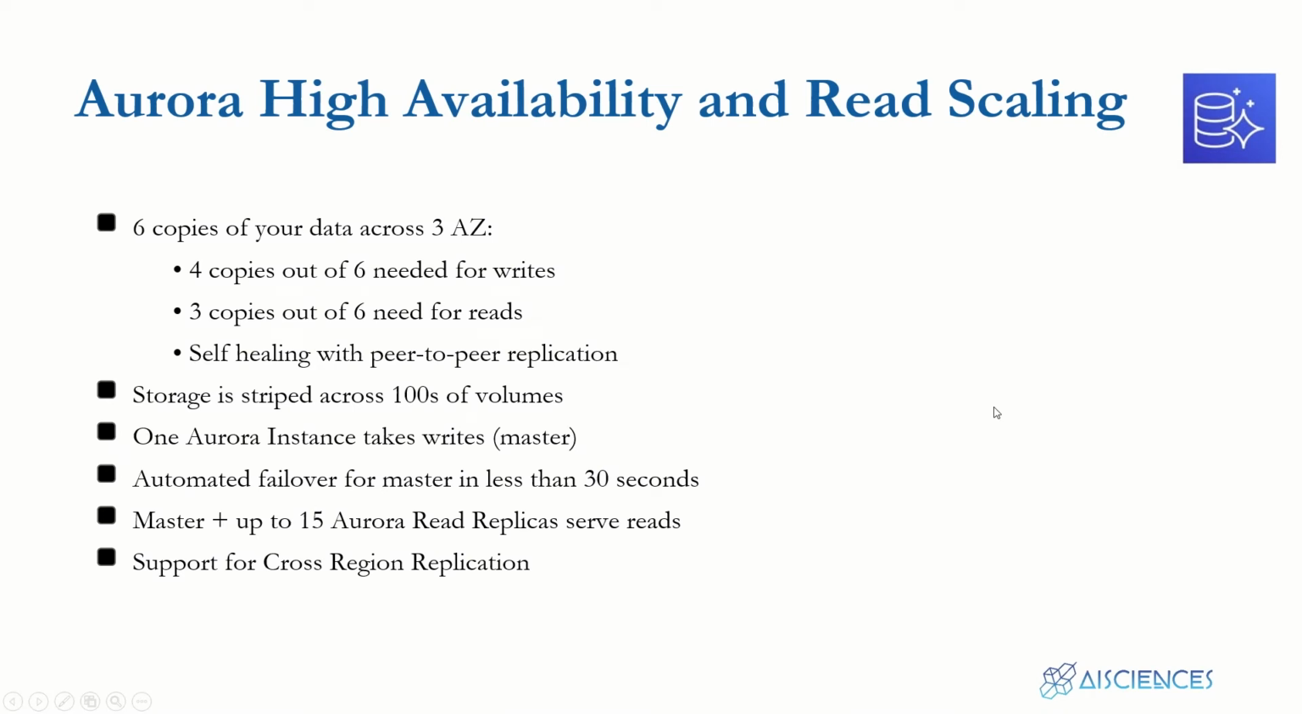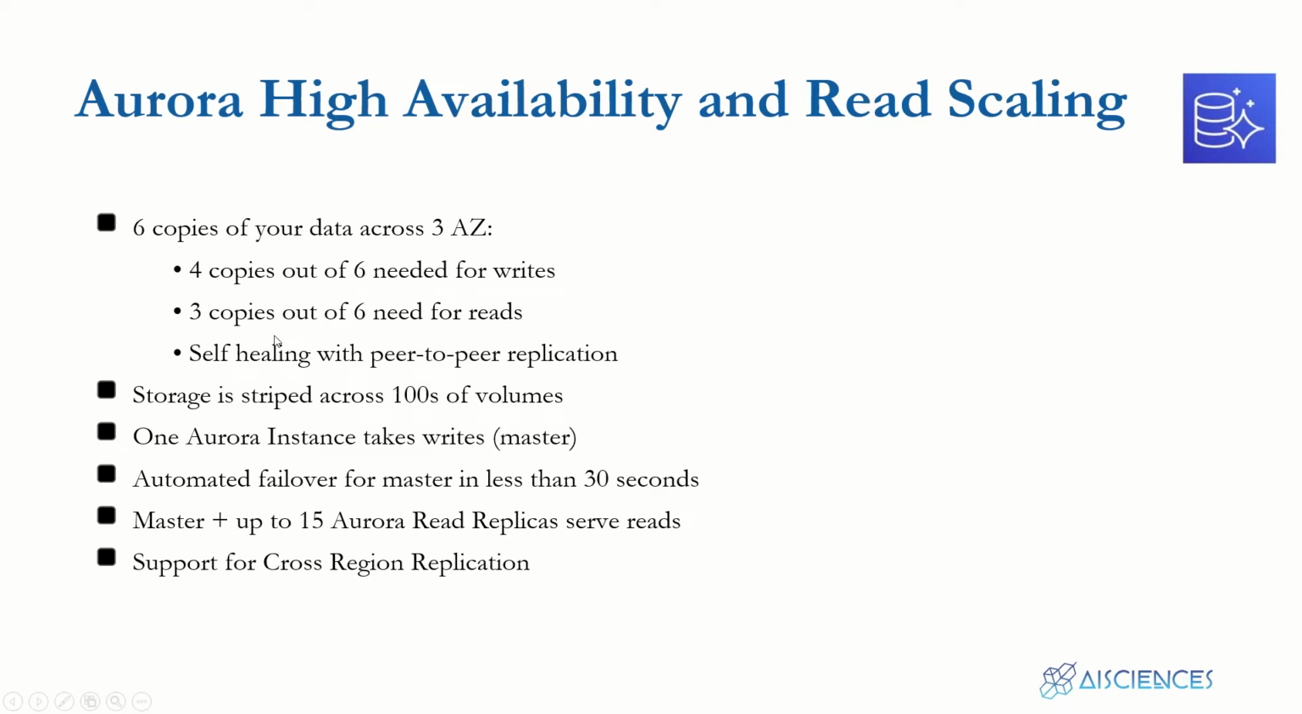Aurora works with your data in such a way that it creates 6 copies of your data across 3 availability zones, okay? And among these copies, 4 copies out of 6 are needed for the writes. That means if 2 of the copies are down, it doesn't matter, you still have 4 copies which are required for the writes. And then you have 3 copies out of 6 needed for the reads. That means if 3 of the copies are down, it doesn't matter, you still have 3 copies which are needed for the reads.